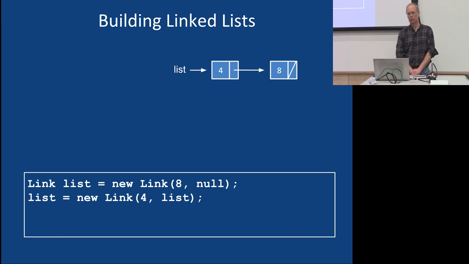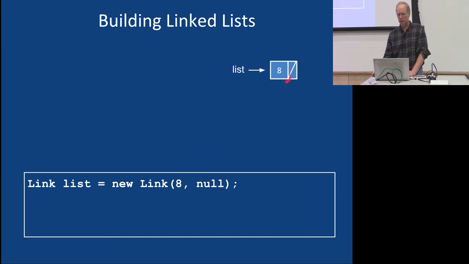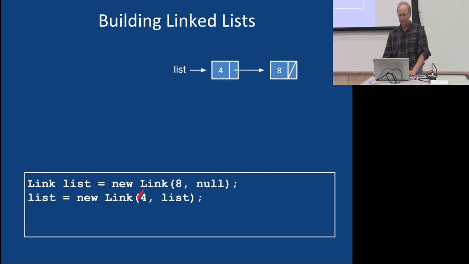And remember, list referred to that 8 box. And then, once we have that link, that becomes a new value of list. So before we started this, if I back up, list referred to this box right here. So we create a new link that contains 4 and refers to what list used to refer to, which is this. And then this thing here becomes a new value of list.